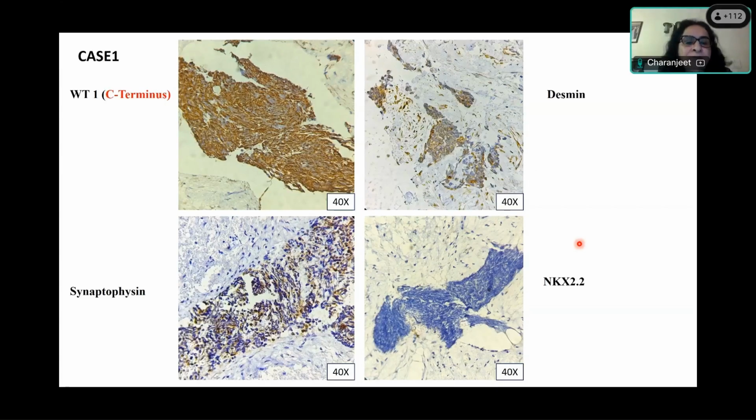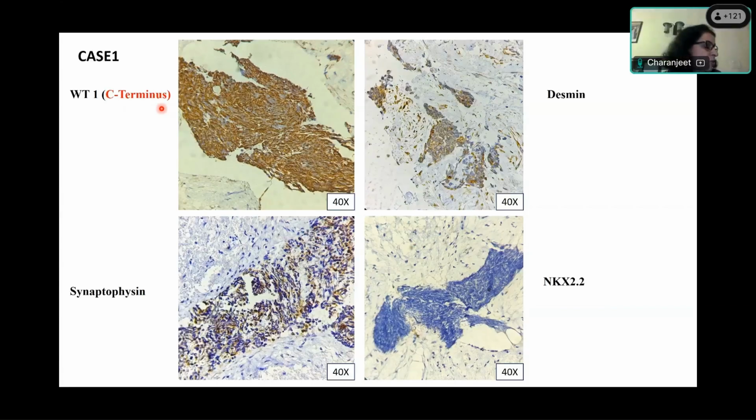Okay, so the EWSR1-FLI1, of course, will not be FLI1 IHC; IHC can be done, but for EWS-FLI1 you will do rearrangement by other techniques. So, okay, in this case now, WT1 was done. You can see WT1 is positive in the tumor cells. And when I circulated this case to you, I did not write C terminus. I've written that now. So can anyone tell me why?